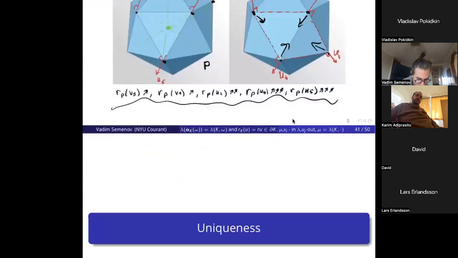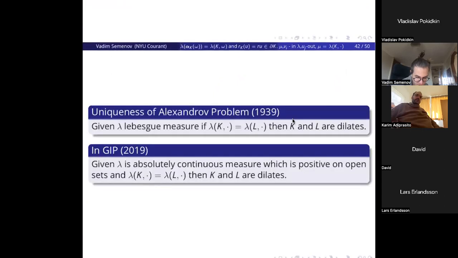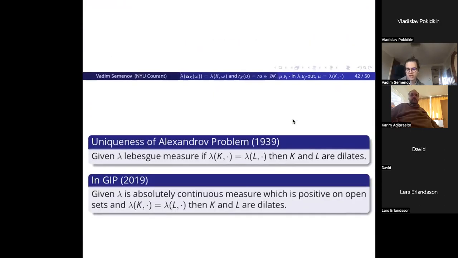So yeah. Another thing is the uniqueness statement, which, as I told you, is very much connected to inequalities. What Aleksandrov showed is that if lambda is Lebesgue measure, and the bodies satisfy the Gauss image problem, then the bodies are dilates. Then for the Gauss image problem, in the 2018 article, they showed that if lambda is absolutely continuous and is positive on open sets, then K and L are dilates.